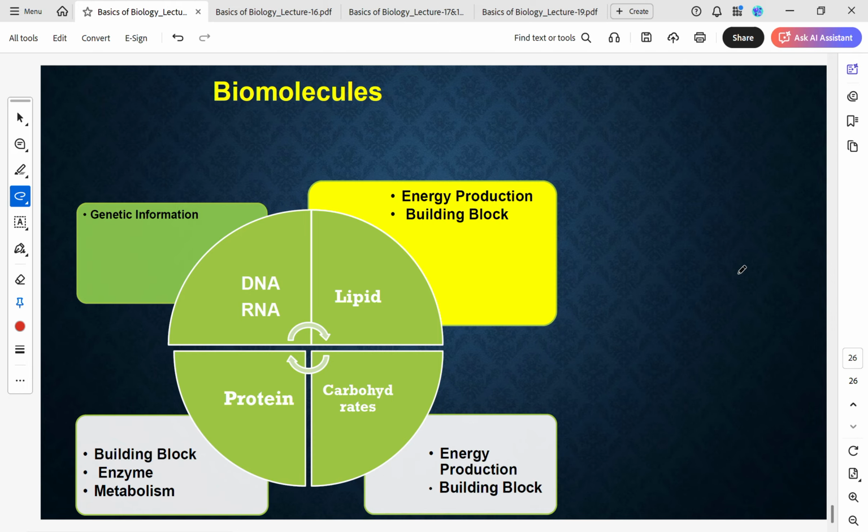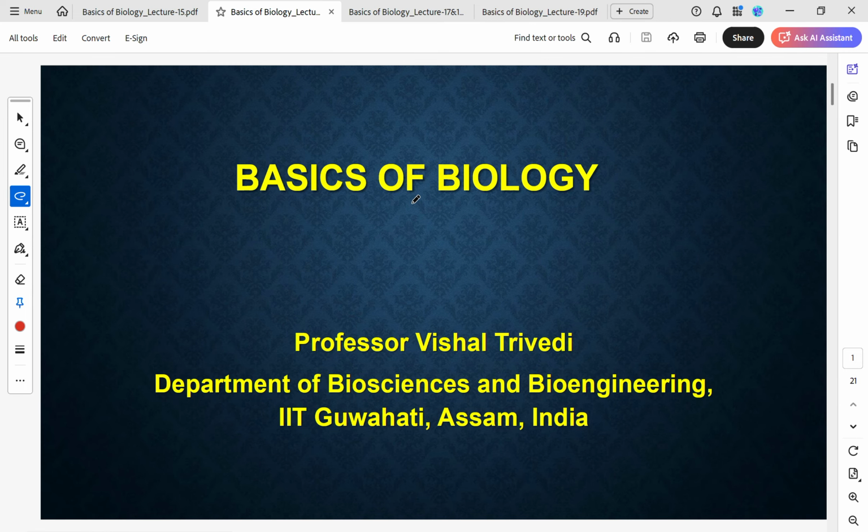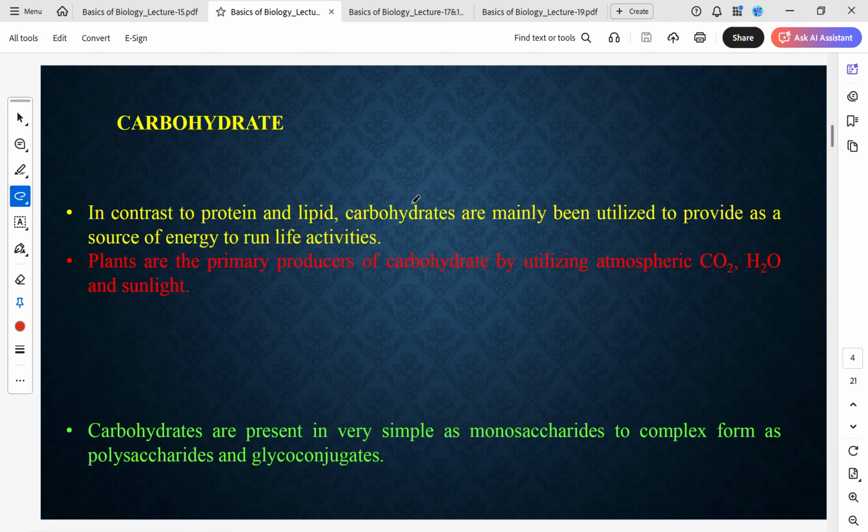Okay, so now we know what DNA and RNA are. Coming to carbohydrates, the second type. Carbohydrates mainly provide a source of energy to run various activities. Plants are the primary producers of carbohydrates because they are autotrophs, whereas animals usually use up the carbohydrates produced by plants.